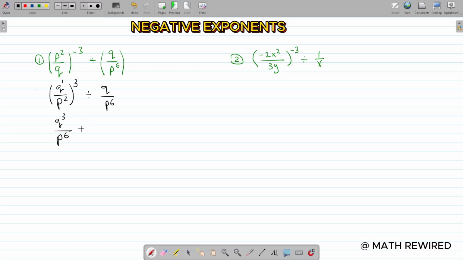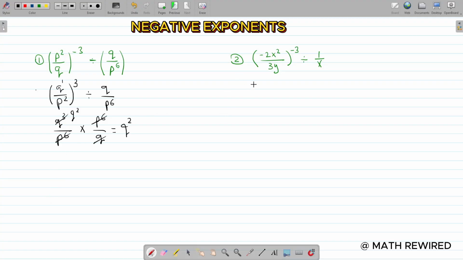And you change the division to multiplication, and you flip the divisor, and you're going to get p to the power of 6 over q. Now p to the 6 and p to the 6 cancel out. q cancels, and q goes into q cubed, q squared times. Your final answer is q squared.